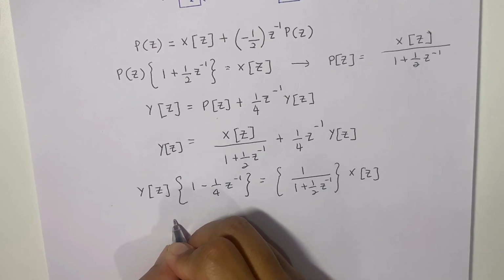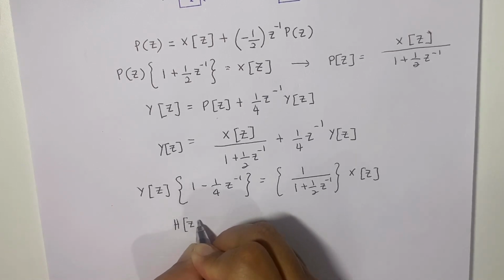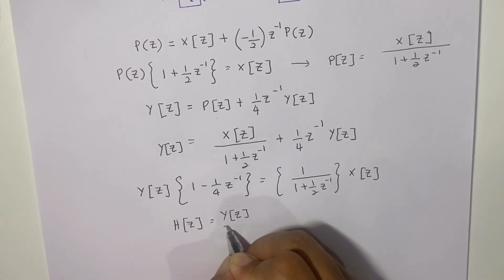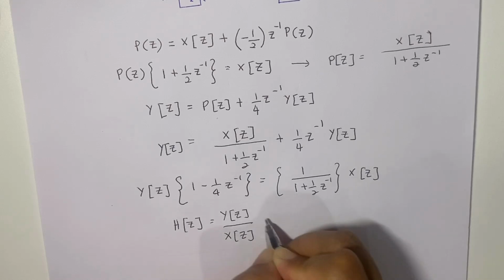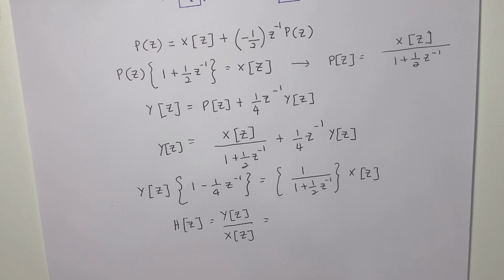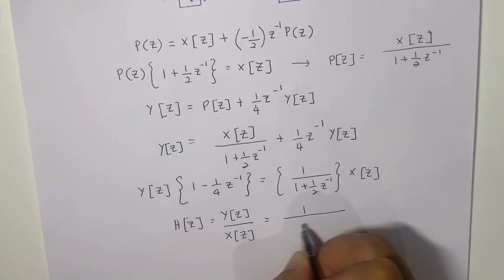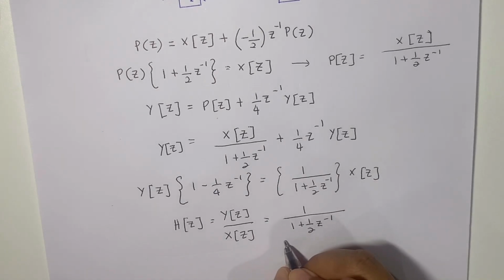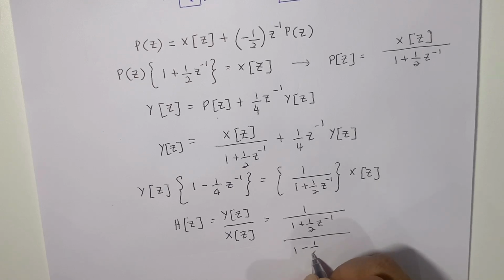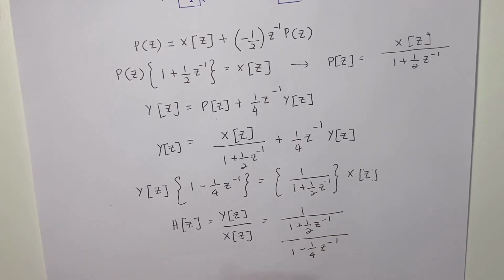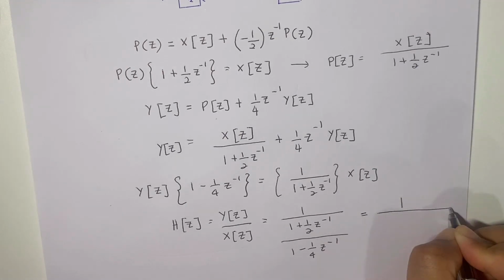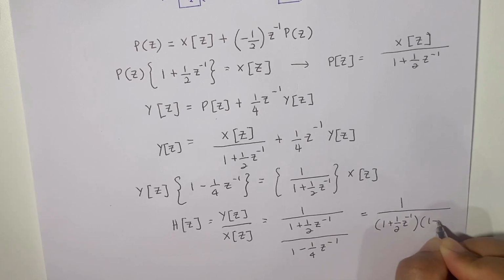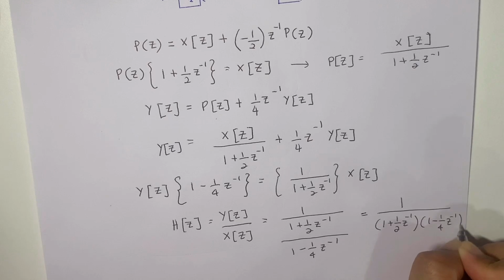So the question asks you to find H(z). H(z) equal to output over input. So you will get the answer: 1 over 1 plus 1 over 2 z to the power of negative 1, over 1 minus 1 over 4 z to the power of negative 1. Okay, so 1 over 1 plus 1 over 2 z negative 1, over 1 minus 1 over 4 z negative 1.